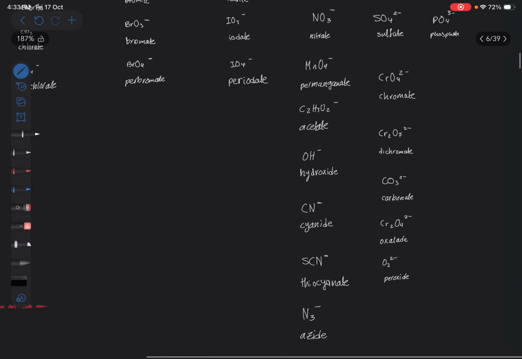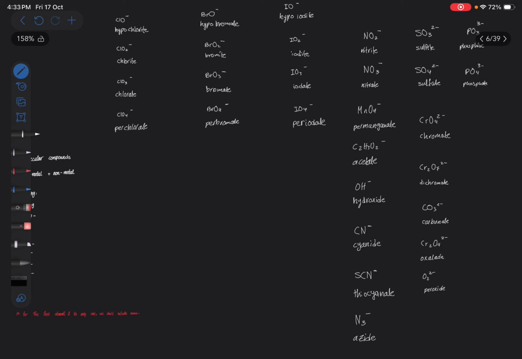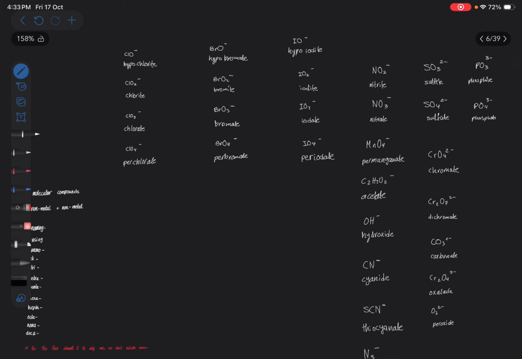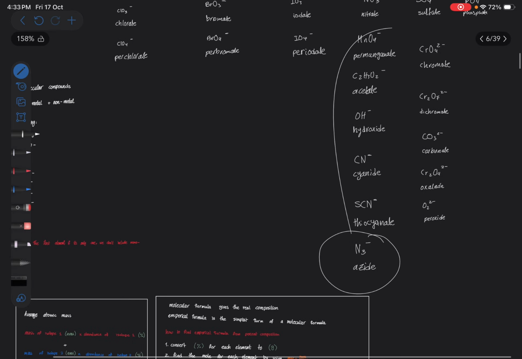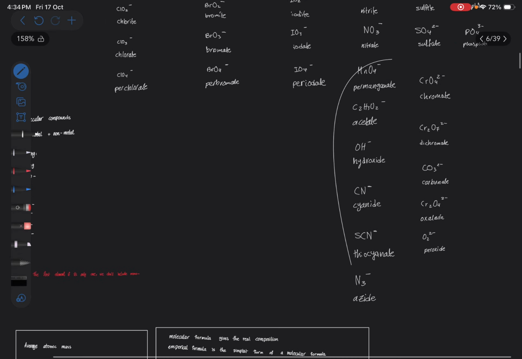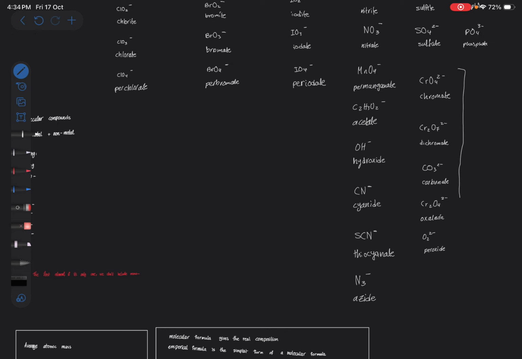So the most important ones, with the exception of the ones I couldn't fit in the table, are permanganate, acetate, hydroxide. Maybe you'll get these, but you won't get the azide. It's super rare to get azide. And from this list you'll get mostly all of them, but this one I rarely saw in the previous exams. But yeah, it's better to remember them all.